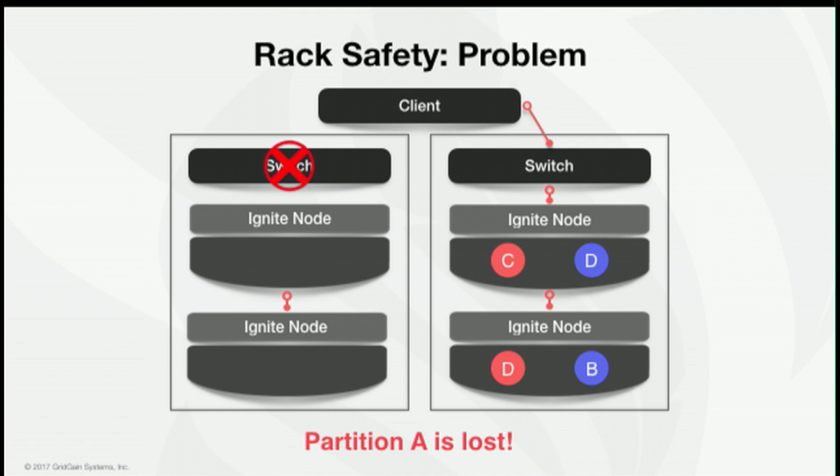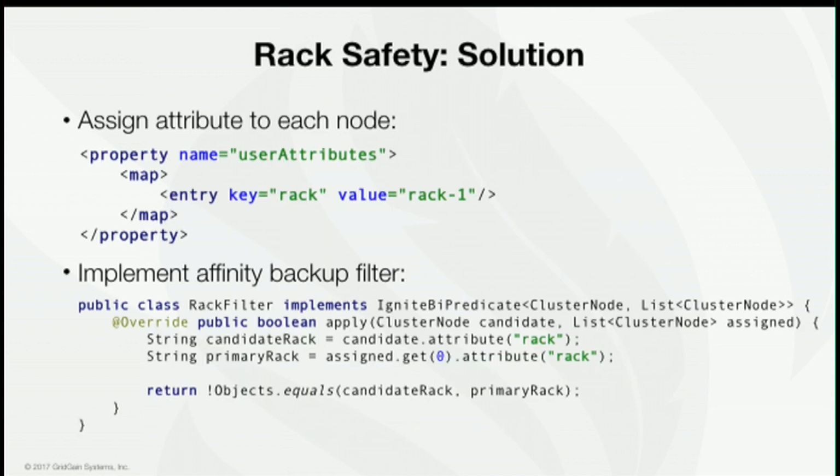So Ignite has a pretty nice technique to solve this problem. It is called the affinity backup filter, which you can configure on any of your caches. So basically, there are 2 steps to solve this problem. The first one, you assign a special attribute to every node in the cluster. And this attribute identifies which rack it's running on. So if it's running on the first rack, for example, it will have rack 1 as a value. For a second rack, you will have rack 2, and so on and so forth. So this will become just a part of the configuration of the node.